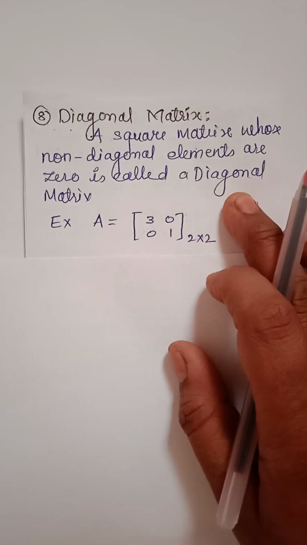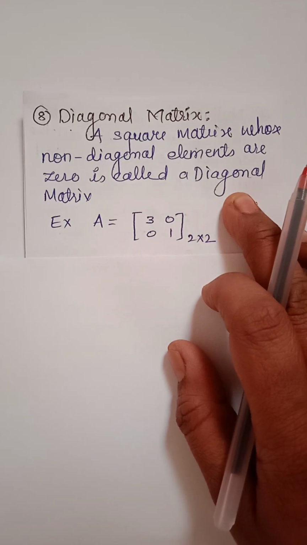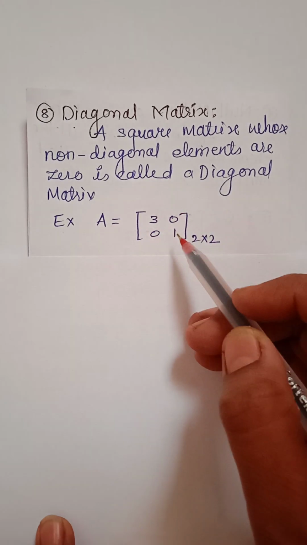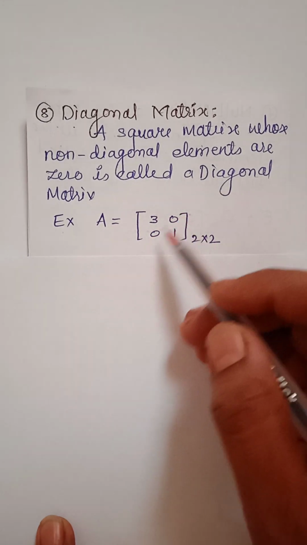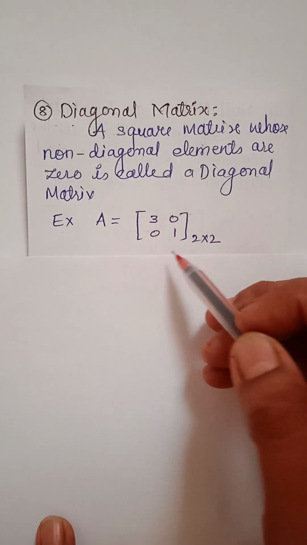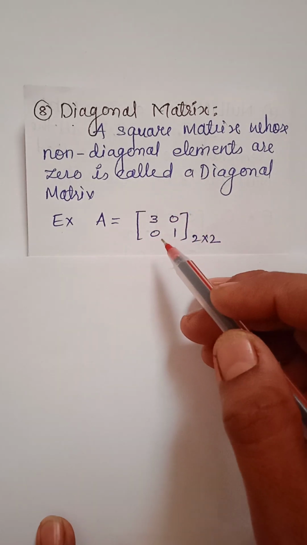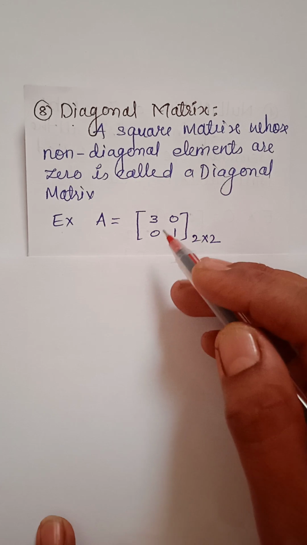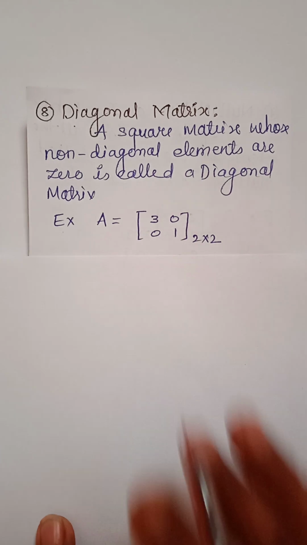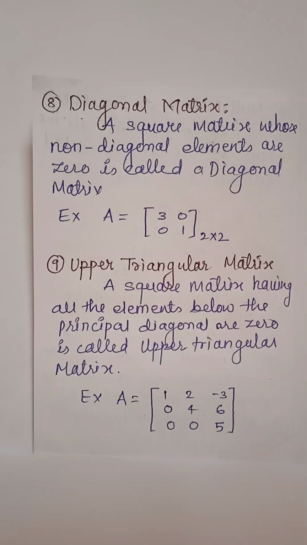Now next definition is diagonal matrix. A square matrix whose non-diagonal elements are 0 is called a diagonal matrix. So okay, this is the diagonal element and the non-diagonal elements are always 0. Such type of matrix is called a diagonal matrix. Okay, a matrix in which non-diagonal elements are 0. So this is an example of a diagonal matrix.